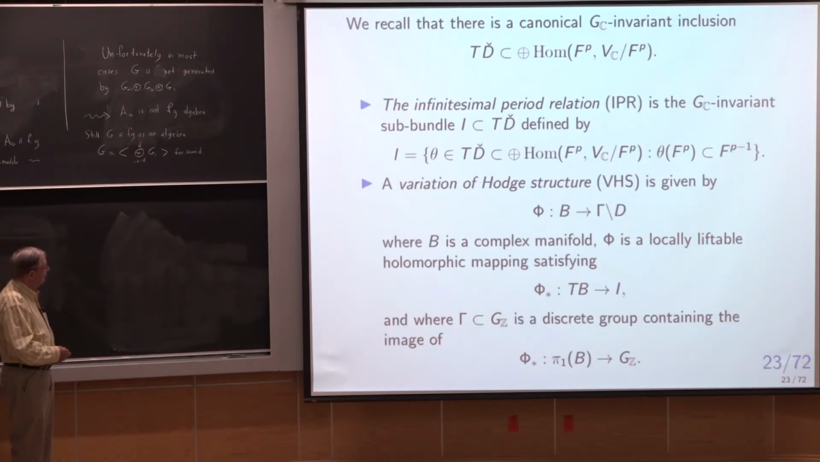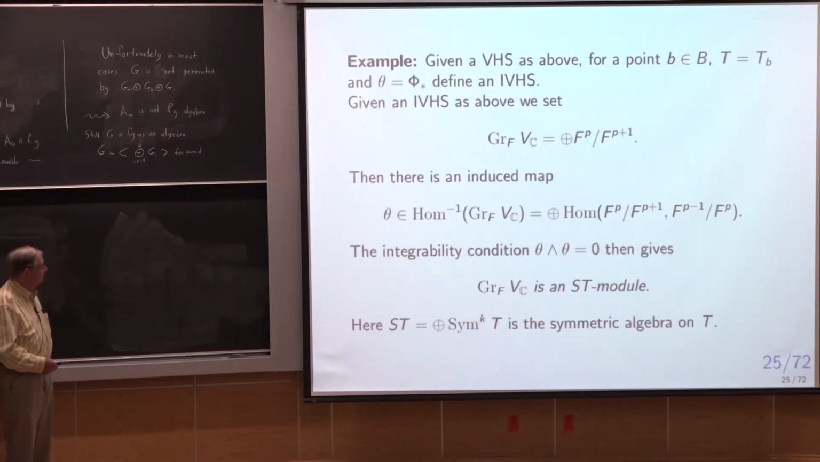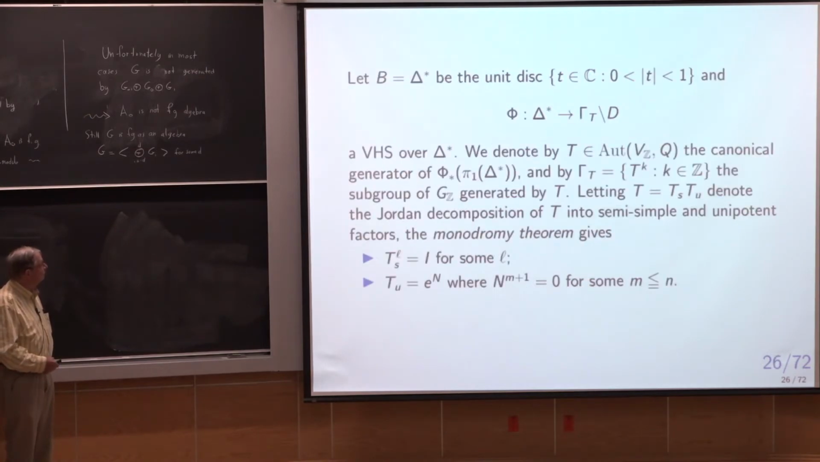I'm not going to need this, so I think I will skip that. So the example of a period mapping is when you have a family of smooth varieties and you just look at the polarized Hodge structure on the fibers, what was mentioned before. I'm not going to use the infinitesimal variation.